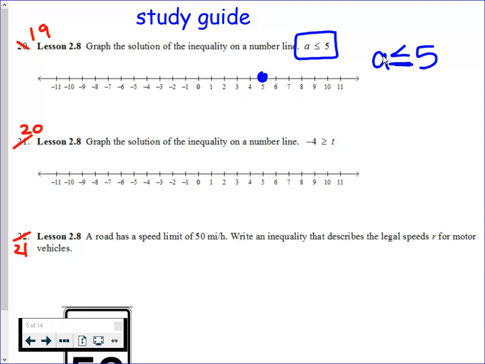The next step is to say, okay, A is taking the place of what numbers? A is less than 5. So what could I change A to? If I took A out, what numbers are less than 5? Oh, 4 is less than 5. 3 is less than 5. That means my arrow should be going to the left.